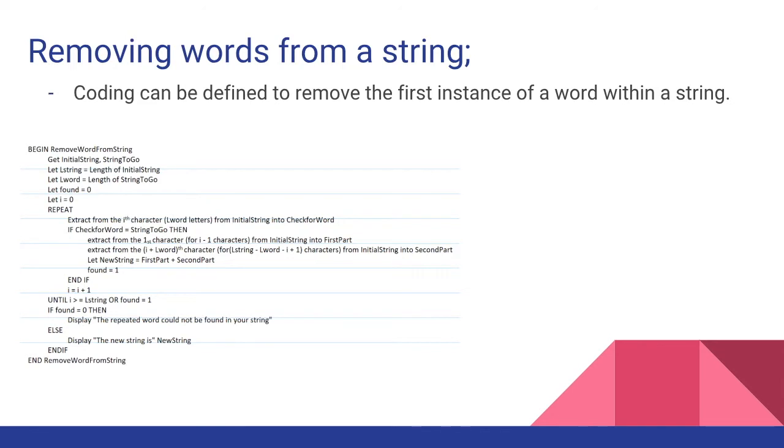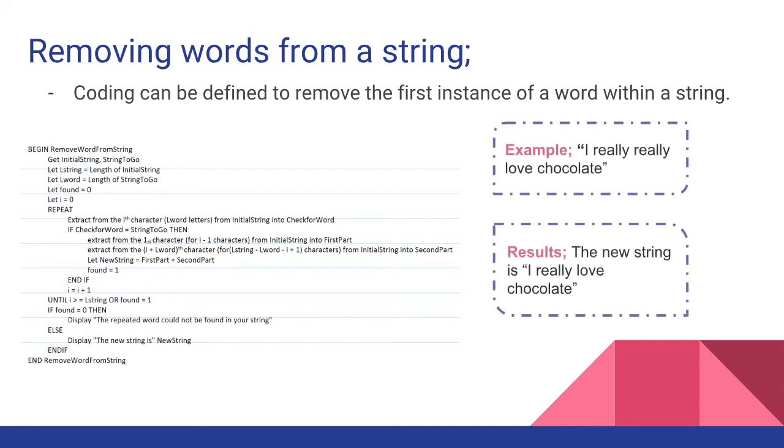So coding can be defined to remove the first instance of a word from a string. In the first string, I really love chocolate, really has been put in twice. To remove the first really, it changes the string to I really love chocolate.